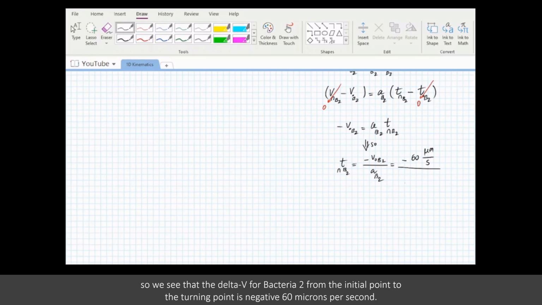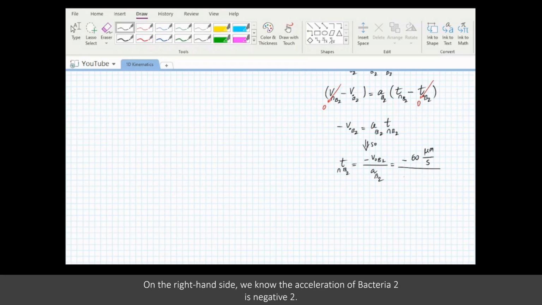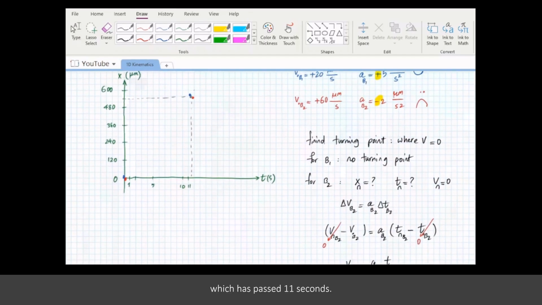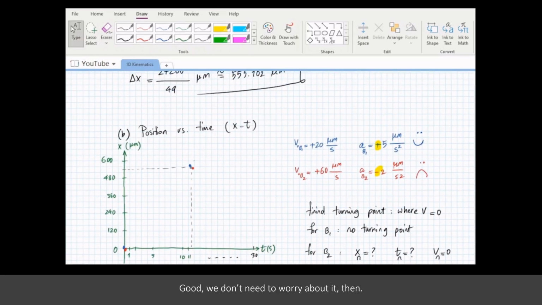So we see that the delta V for bacteria 2 from the initial point to the turning point is negative 60 microns per second. On the right hand side, we know the acceleration of bacteria 2 is negative 2. After plugging the values, we find that turning point happens at delta t equal 30 seconds, which is way past 11 seconds. Good, we don't need to worry about it then.